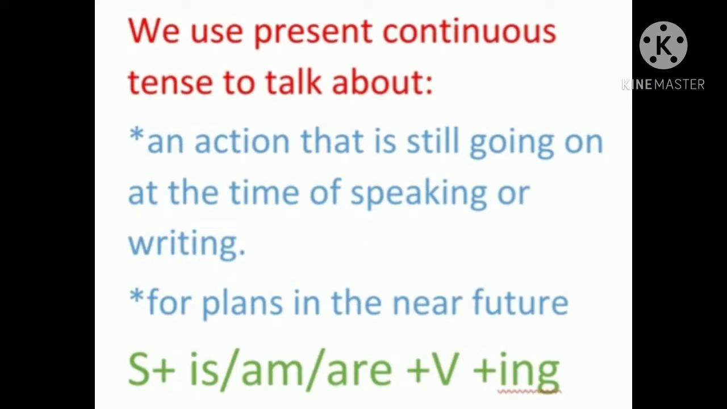We use present continuous tense to talk about an action that is still going on at the time of speaking or writing, or for plans in the near future. The structure is subject plus is or am or are plus V plus ing.